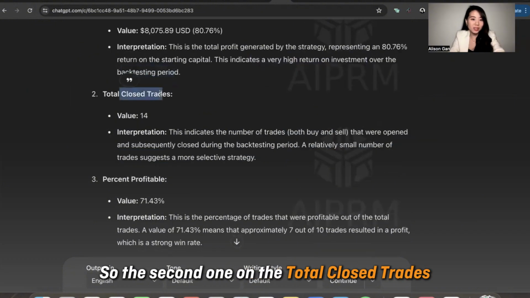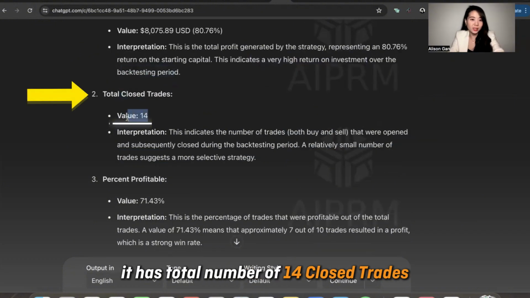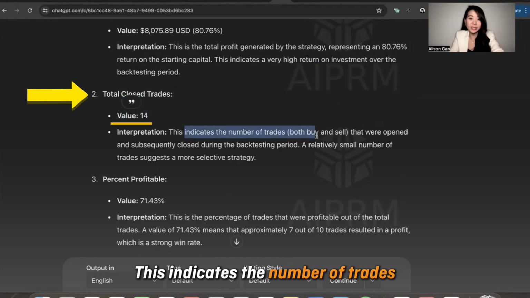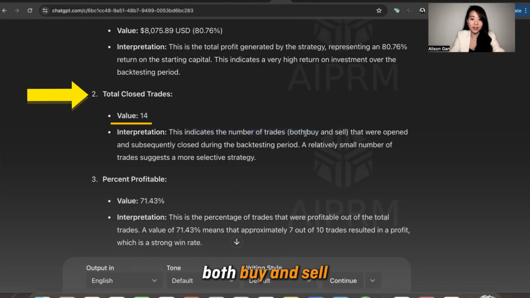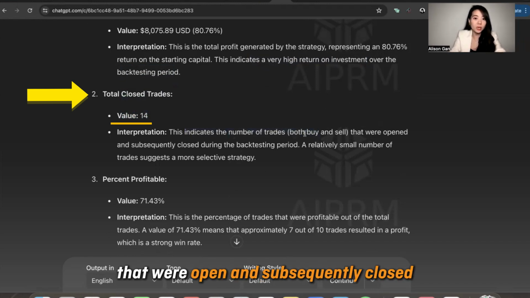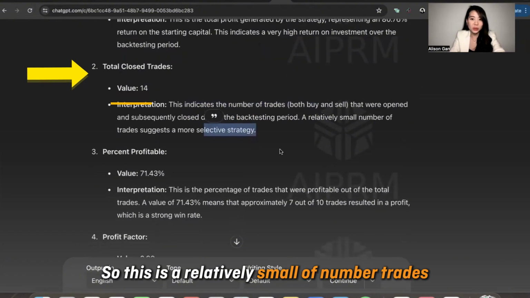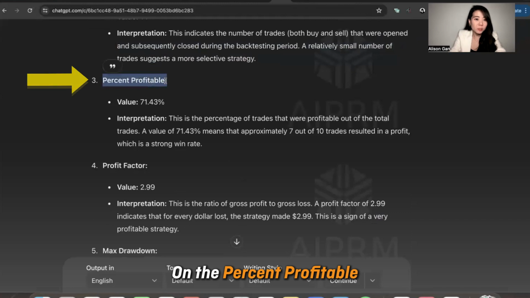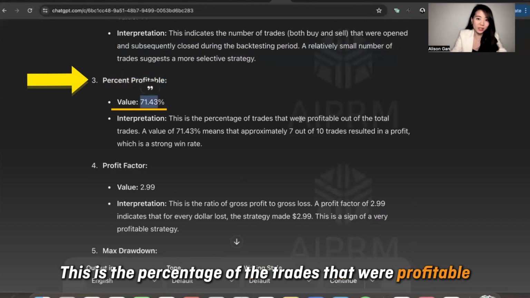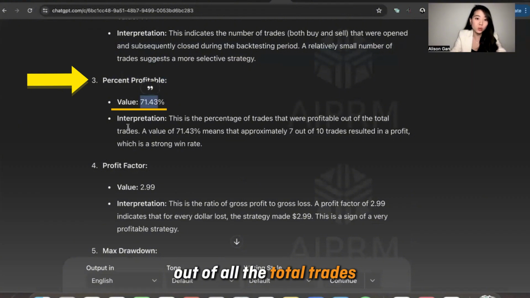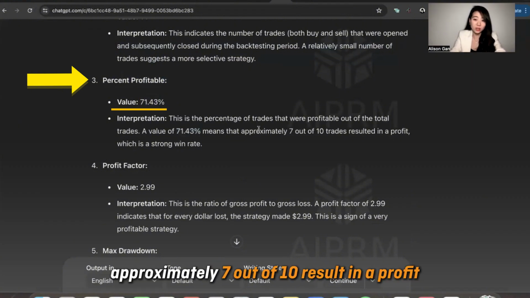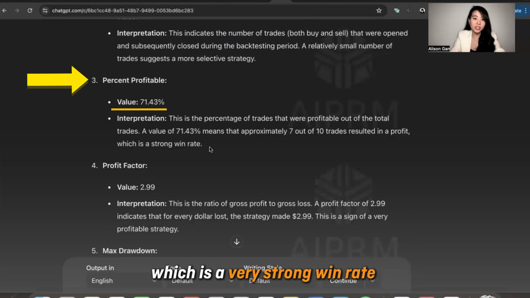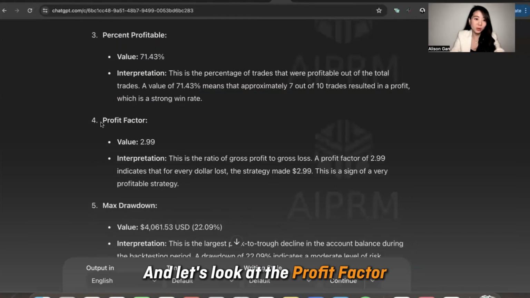Okay, so the second one, the total closed trades, it has a total number of 14 closed trades. This indicates the number of trades, both buy and sell, that were opened and subsequently closed during the backtesting period. So this is a relatively small number of trades and suggests a more selective strategy. On the percent profitable, it's standing at 71.43%. This is the percentage of the trades that were profitable out of the total trades. So 71.43% means that approximately 7 out of 10 trades result in a profit, which is a very strong win rate. And let's look at the profit factor.